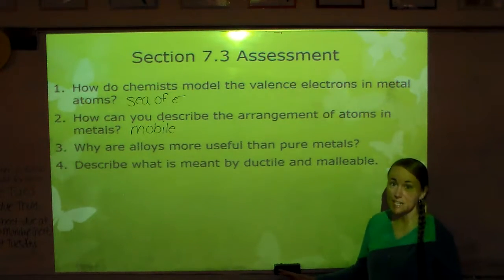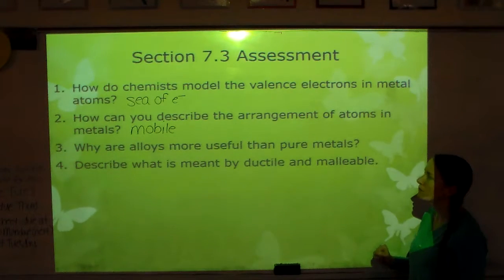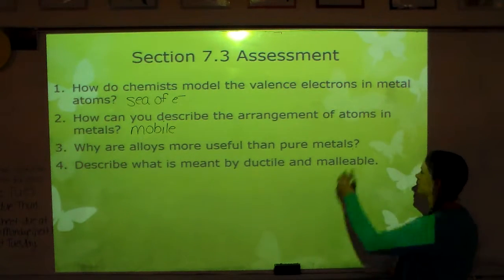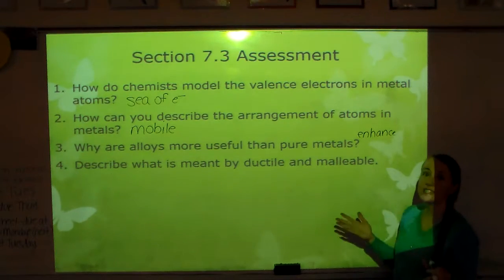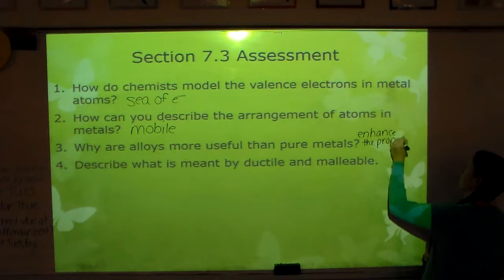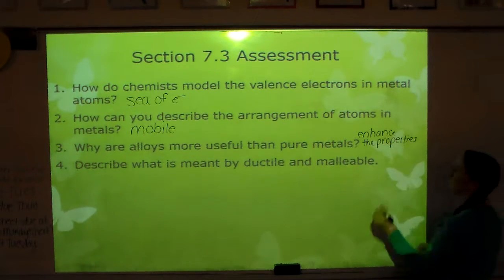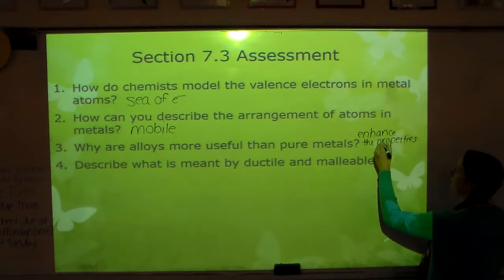All right, it's obviously announcements time, so let me hurry on the last 2. So why are alloys more useful than pure metals? Because we enhance the properties we want. Like stainless steel, we enhance the ability that it resists rusting. Aluminum alloys are used a lot to make something lighter, less mass, or less heavy. Enhance the properties we want.